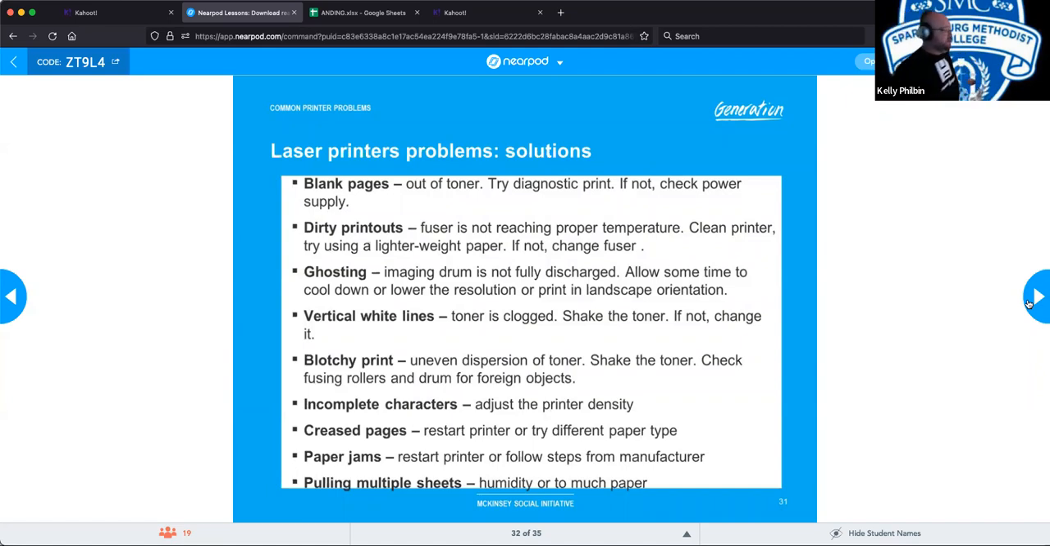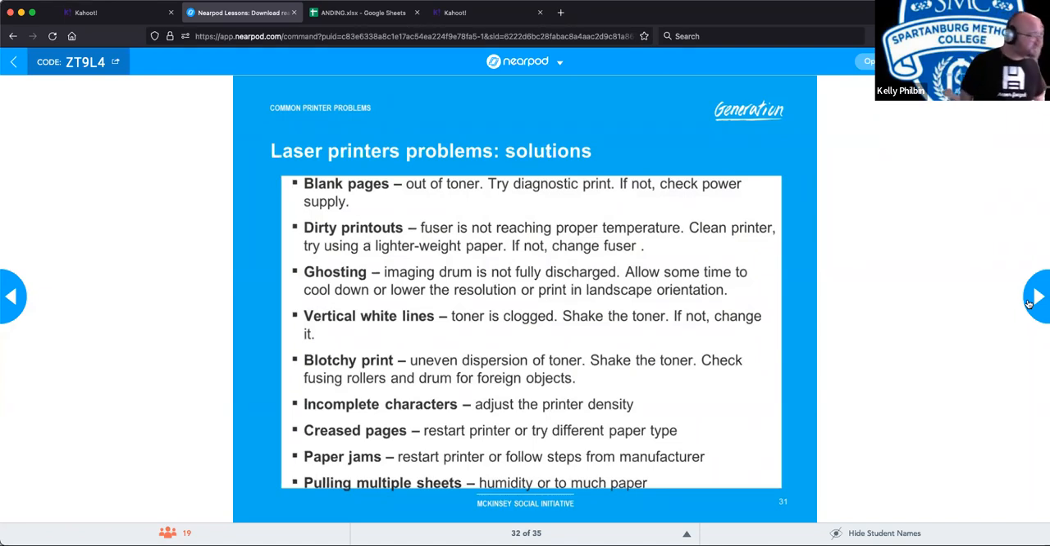Other than that, you can check your fusing rollers and the drum for foreign objects to see if there is debris on that fusing roller. It won't be able to press down evenly. It'll be slightly spaced off so that heat won't get there. So some of it will smear, some of it will cook in okay. So dust and debris.